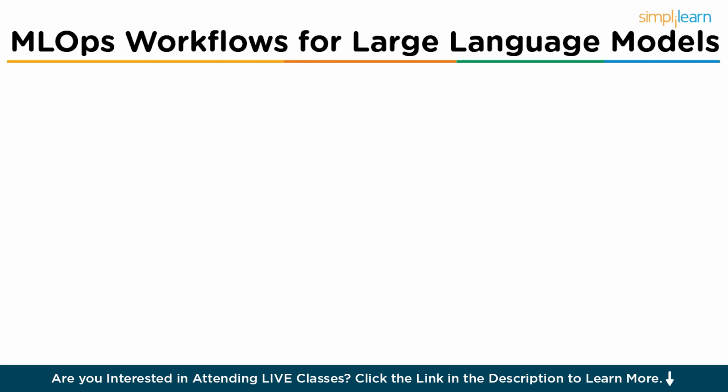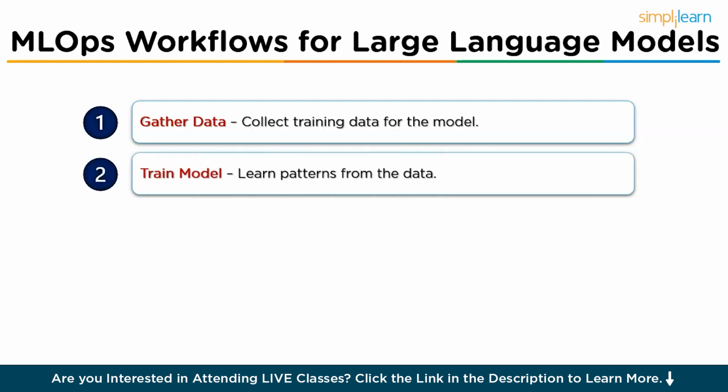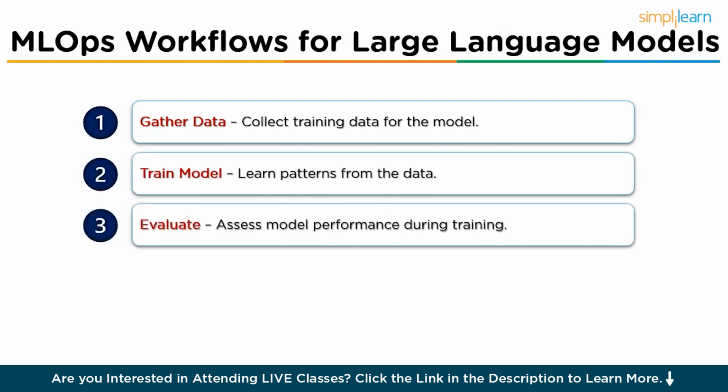So far, we have discussed system designs for LLMs and some basic one-dimensional workflows, but when you're training or fine-tuning a model, the process generally follows a structured pipeline, which is as follows. Number one is gathering training data. You start by collecting the data your model will learn from. Next, train the model. The model learns patterns from the data. Number three, evaluate during training. While training, you assess how well your model is doing.